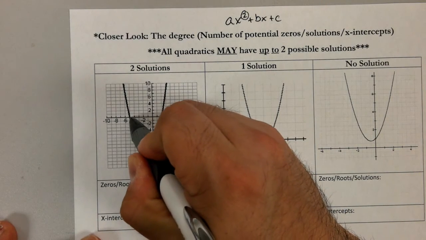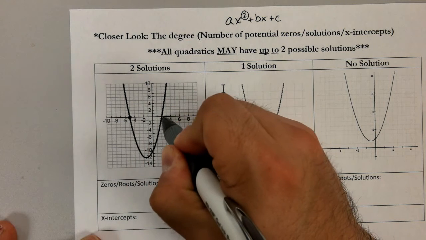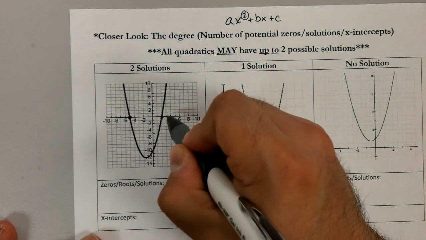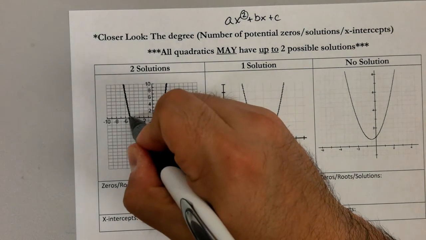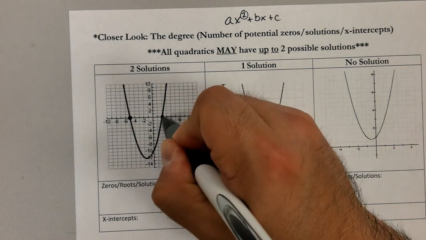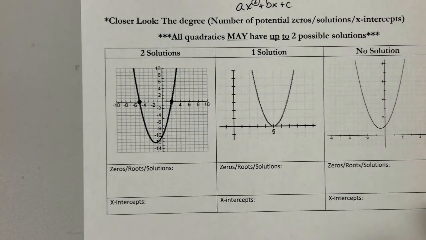So I'm looking for an x-intercept. That's what I mean by solutions. So I'm going to mark it. Here's one, and here is the other right here. Maybe make it a little bit darker and larger. There you go. Okay, so these are the words that you need to associate with this.